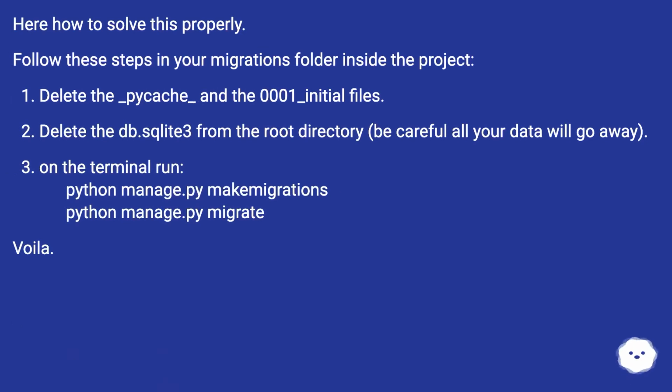Here is how to solve this properly. Follow these steps in your migrations folder inside the project. Delete the __pycache__ and the 0001_initial files. Delete the db.sqlite3 from the root directory. Be careful, all your data will go away. On the terminal, run python manage.py makemigrations, then python manage.py migrate. Voila!